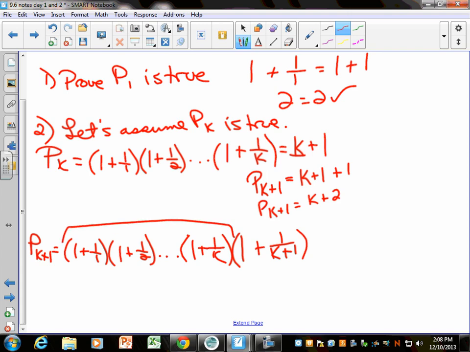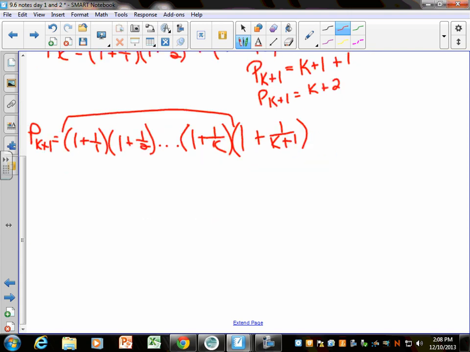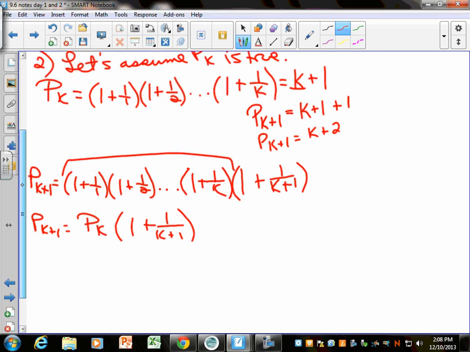This is all p sub k. So the next line on my paper always says that that is p sub k times 1 plus 1 over k plus 1, because it's all that before times my next term, or plus, depending on the problem. And every single time, do we know what p sub k adds up to?